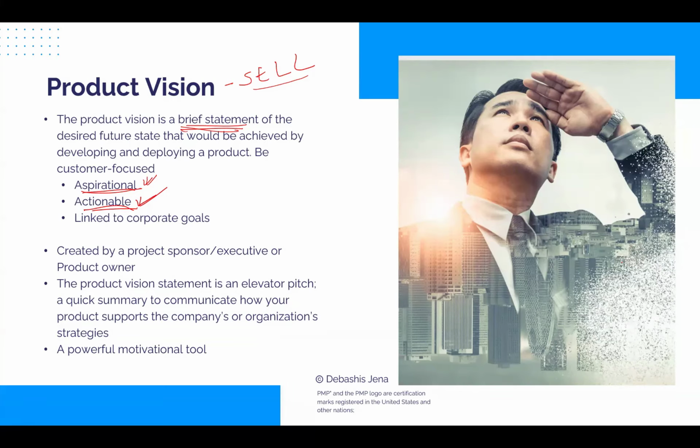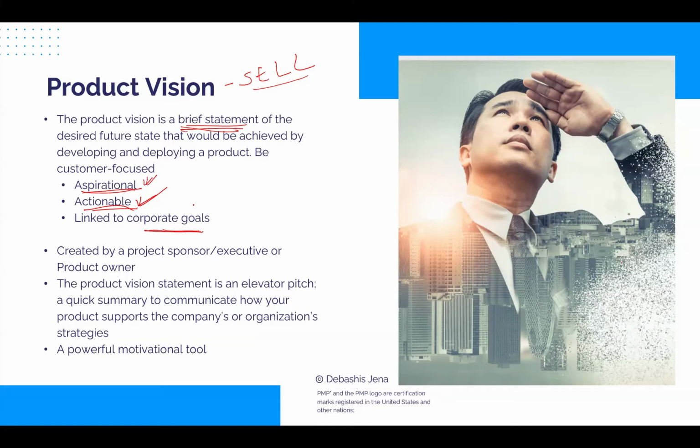But we always try to make it aspirational. At the same time, it should be actionable, linked to corporate goals. What does that mean? A vision statement should clearly state how this project or product helps achieve some corporate strategic goal. I'm sure you would appreciate that every project we undertake within an organization should somehow help, directly or indirectly, to achieve some corporate strategic goal. Right? We'll state that.